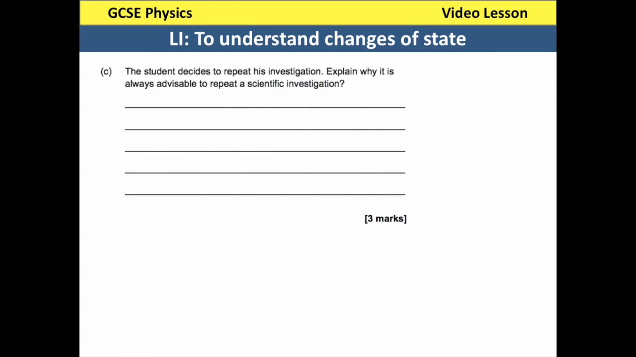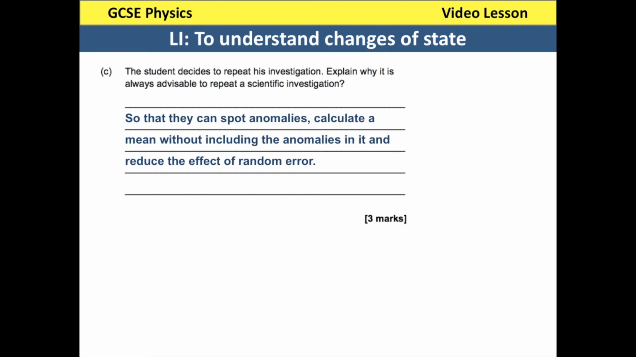The student decides to repeat their investigation. Explain why it is always advisable to repeat a scientific investigation. So that is so that they can spot anomalies for 1 mark. It means that they can calculate a mean for a 2nd mark, and it also reduces the effect of random error for the 3rd mark.